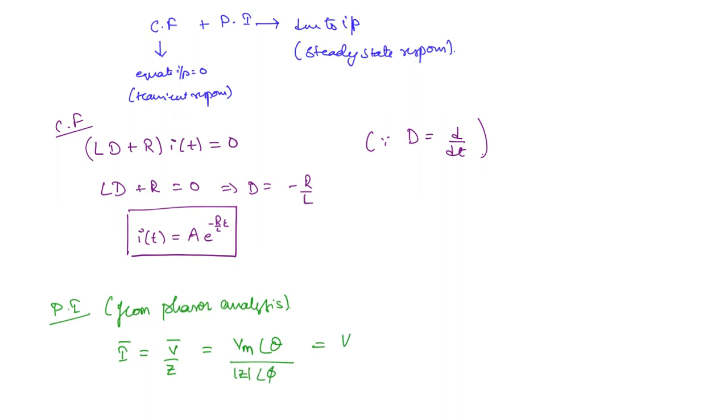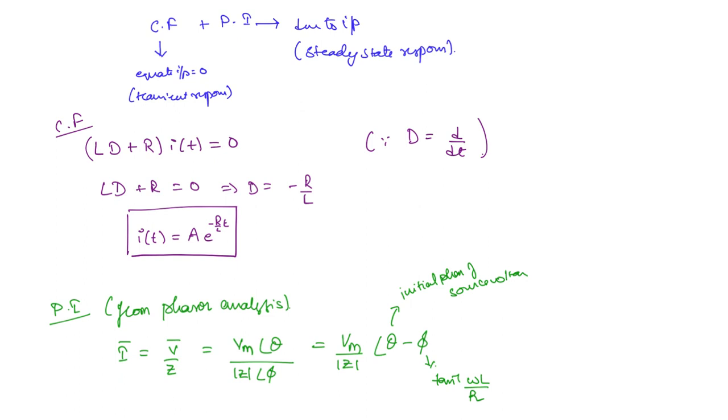So you are going to get what? Vm by mod Z angle theta minus phi. Here theta is the initial phase of voltage, source voltage, and phi is the phase of the impedance. So that means what? Tan inverse omega L by R.